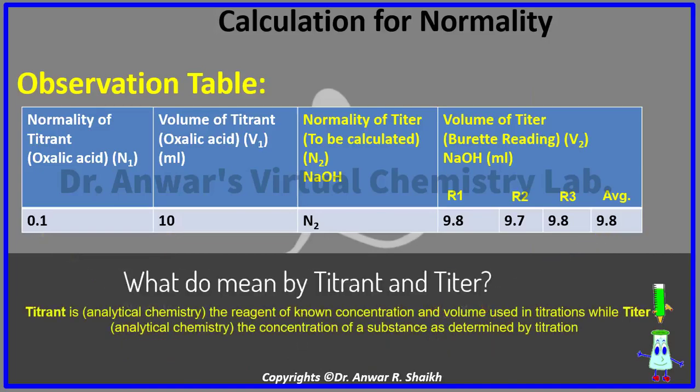Titrant is the reagent of known concentration or normality, for example oxalic acid. Titer is the reagent whose concentration or normality is to be determined, for example sodium hydroxide in this experiment.